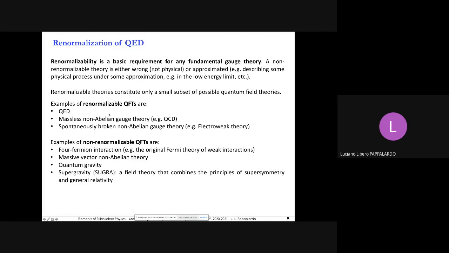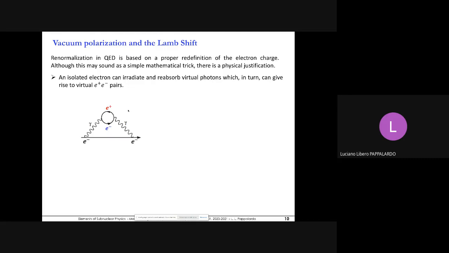So the renormalizable quantum field theories are only a small subset of all possible quantum field theories that one can think of. But these are the only ones that can give a general description of a real process. Okay, because they don't have ultraviolet divergences at any level in your expansion. The renormalization of QED is based on a proper redefinition of the electron charge. But although this may sound like a simple mathematical trick, there is a physical justification. And now let's put our feet on the earth. Okay, we were fluctuating in this hyperspace, but now let's try to see how this can also be observed experimentally.